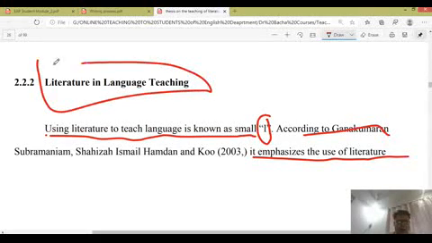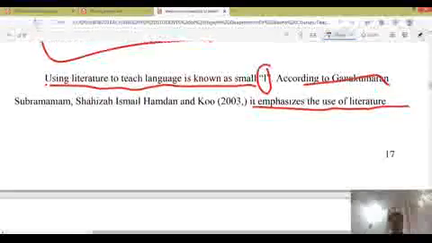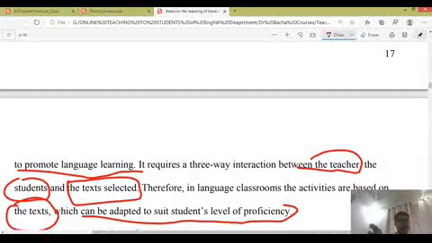Language in literature and language teaching. Basically, if you look at your topics, especially in consonance with your syllabus, mostly our topic is that. Using literature to teach language is known as small L, according to Gona Kumara Subramanian, Shahiza Ismail Hamadan, and Ku, because it emphasizes the use of literature to promote language learning. So small L they have used for the use of literature to teach language.